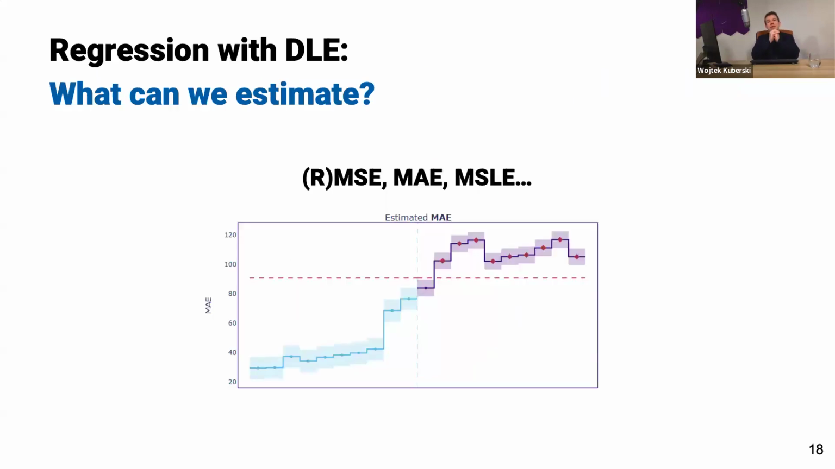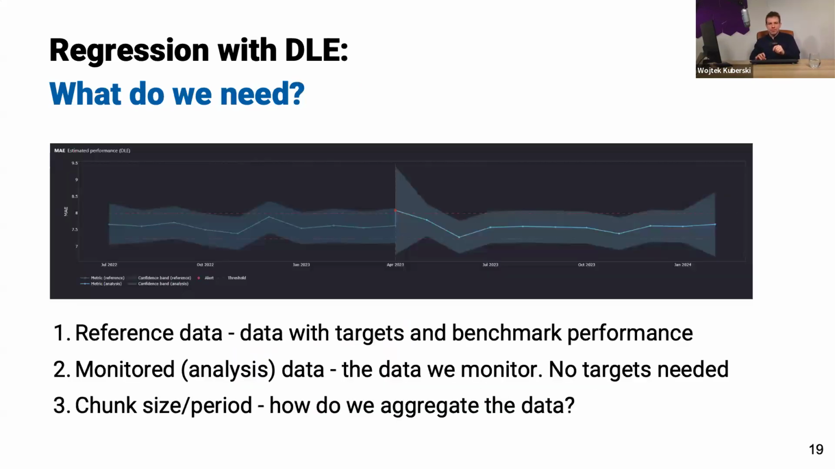First, what can we estimate with DLE? We can estimate basically any metric that we use as long as it can be quantified on an instance level. So we can look at root mean squared error, which on an instance level is just squared error, and we aggregate it over a certain period of data, or a certain number of data points, and we get the root mean of that squared error. Same for absolute error: we can take the mean absolute error, and for logarithmic errors the same thing follows. So basically, any metric that's really used in practice for evaluating regression models.